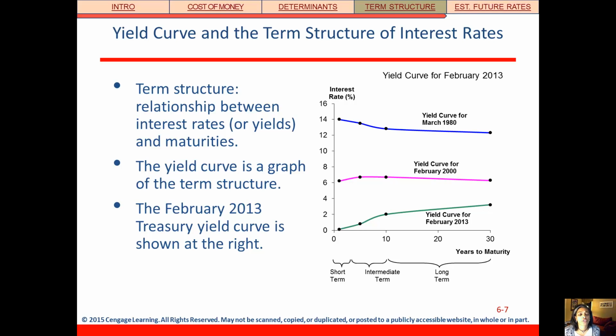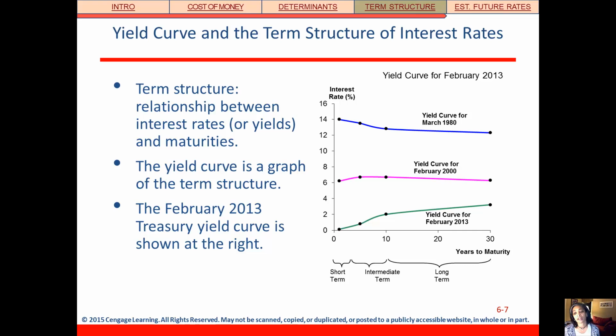Now let's look at interest rates in the big picture, and specifically I'm talking about the yield curve and the term structure of interest rates. The term structure is simply the relationship between interest rates and maturities. So how do interest rates change as the time to maturity on securities gets longer? Does the interest rate go up, go down, or stay the same?